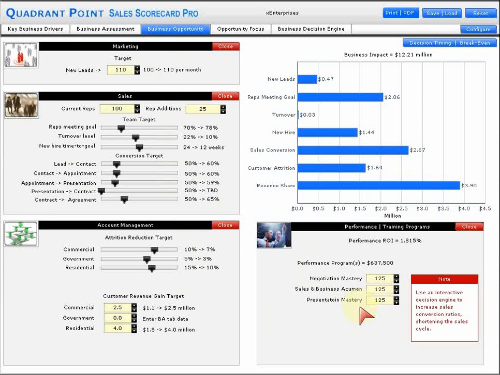So what does this really say in the end? For $637,000, there's a $12.21 million opportunity gain, or 1,800+% in performance return on investment. And again, no interactive decision engine in use yet, which might further enhance what this can do for the company. So this is again a very powerful area of translating what the business assessment has to what is the opportunity on the table for a given investment to make that improvement here.